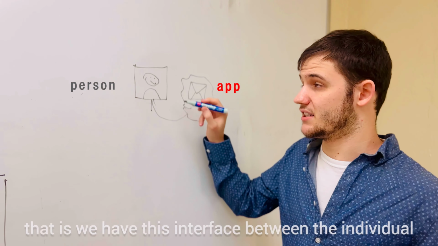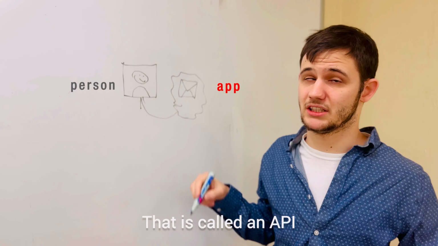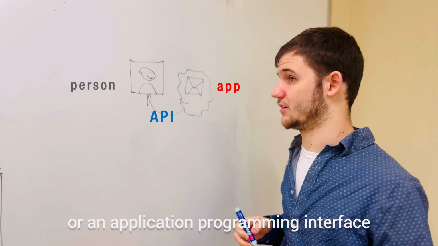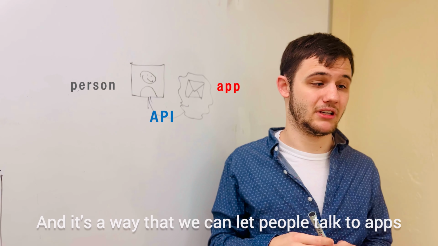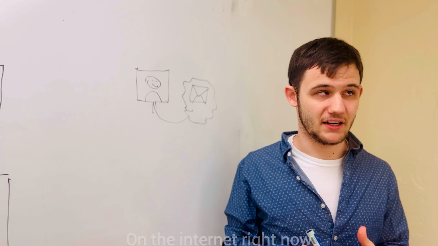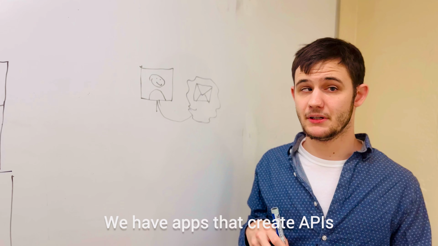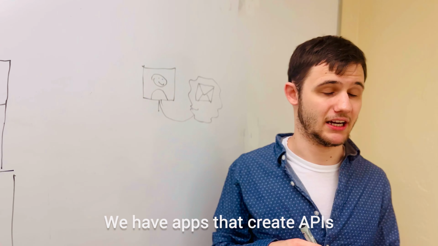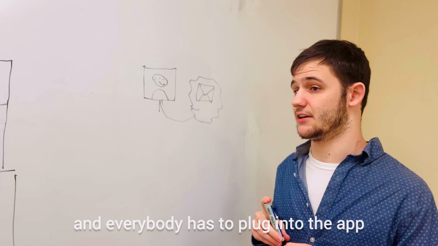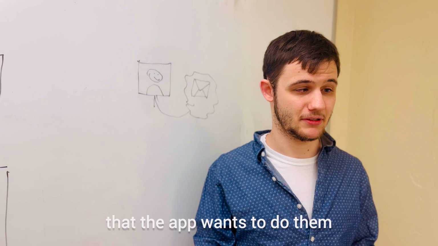The way that we do that is we have this interface between the individual and the application. That is called an API, or an application programming interface. And it's a way that we can let people talk to apps. On the internet right now, we have apps that create APIs, and everybody has to plug into the app and do things the way that the app wants to do them.